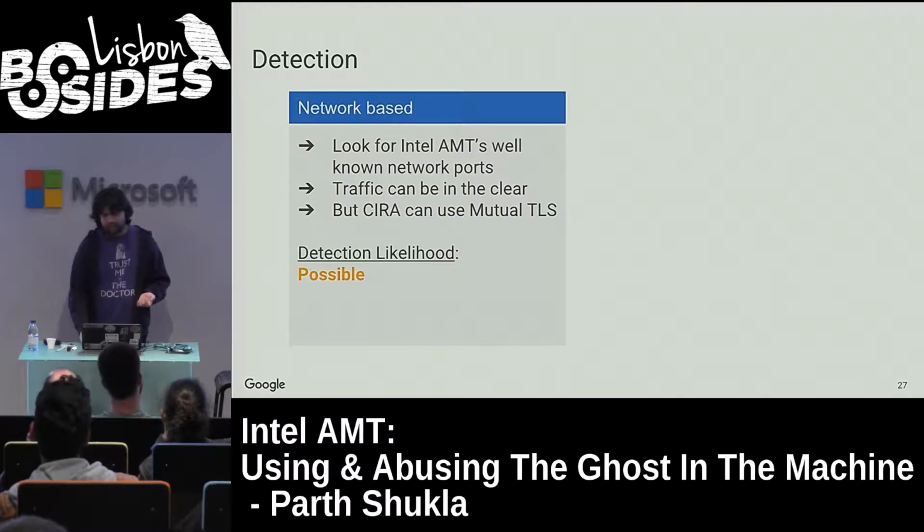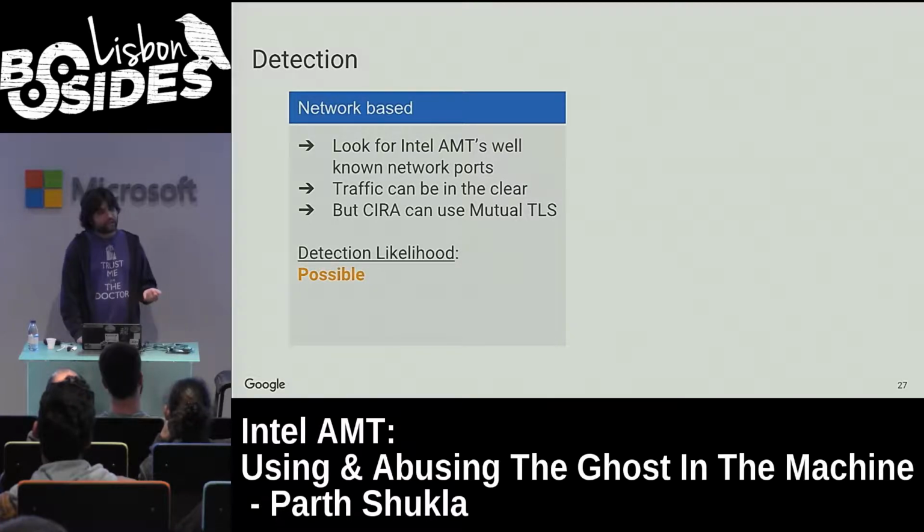But if the attacker is not using SIRA, you can do an AMT port scan and it will respond on 16992. The problem here is, can you really distinguish between AMT traffic and OS traffic if it's all mutual TLS? Most modern OSs hopefully shouldn't reuse AMT ports because they're reserved, so you should never see OS traffic coming from them. So detection here is possible, in my opinion.